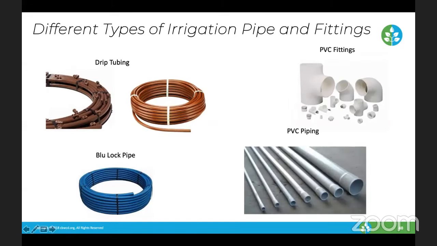And so, the different types of irrigation piping. Drip tubing, so we're going to cover drip towards the end of this presentation. We have PVC fittings, so everything from a cross to a 45 to a 90. You have to do sometimes a little bit of engineering to figure out what parts you need. We have PVC piping, blue lock pipe. So this is a piping system that's sort of a mixture, you could say, on the surface level at least. The difference between drip tubing and a PVC pipe.